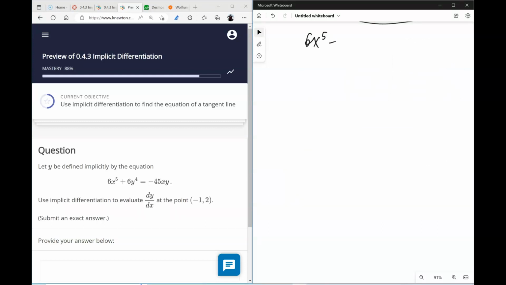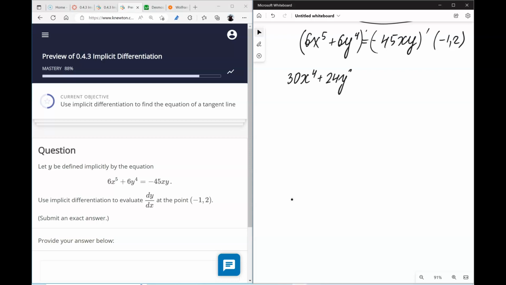6x to the power 5 plus 6y to the power 4 is equal to negative 45xy. We're looking at the point negative 1, 2. Differentiate both sides. We got 30x to the 4 plus 24y cubed y prime is equal to negative 45 times the derivative of x times y plus xy prime.